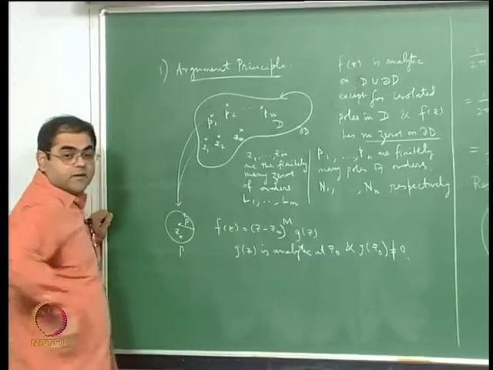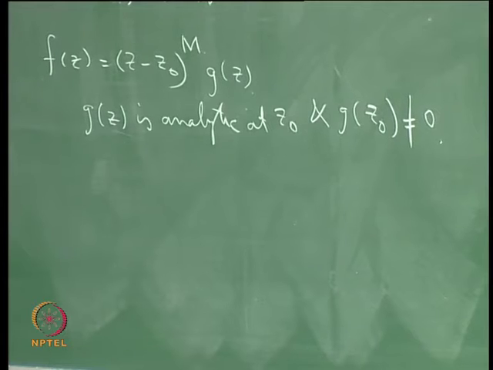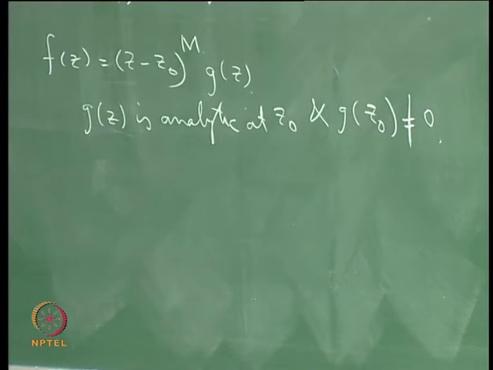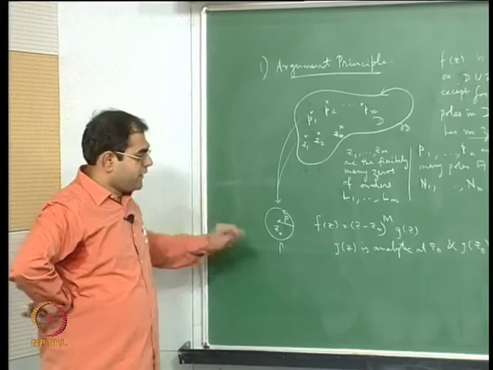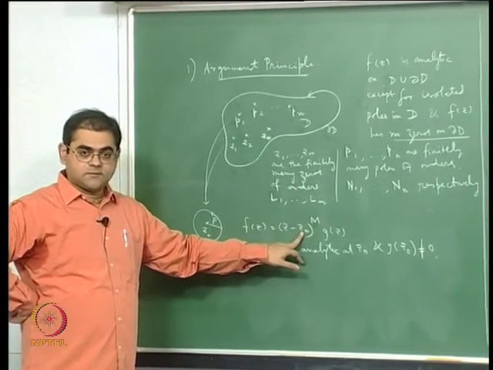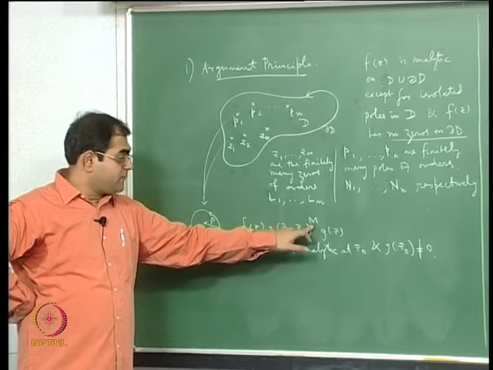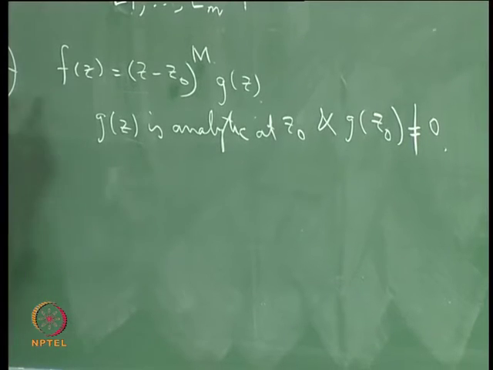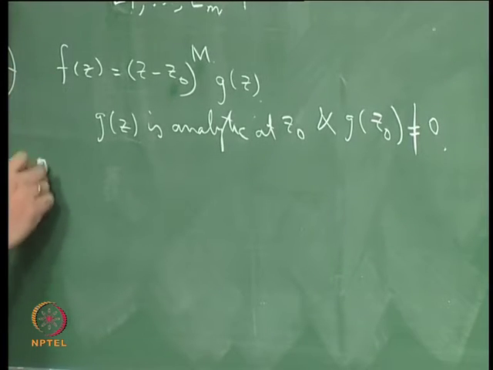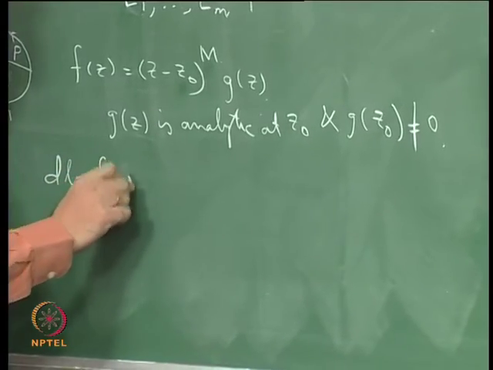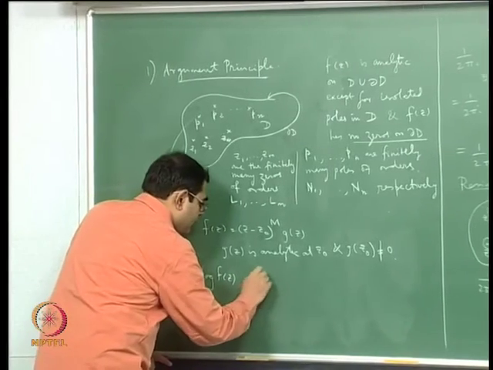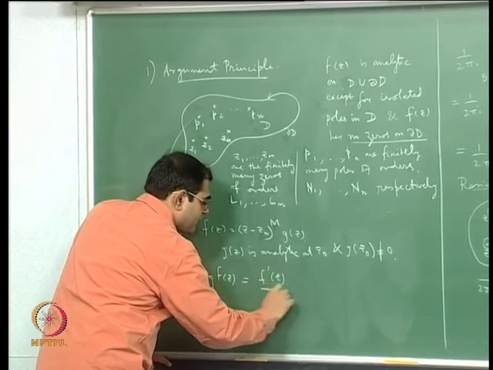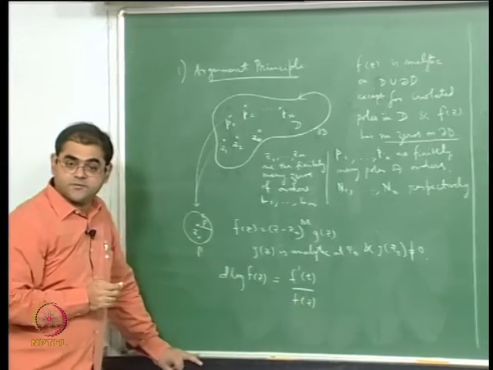Of course, m is either positive or negative. m is positive if z naught is a zero, and m is negative if z naught is a pole. If m is positive, then m is the order of the zero at z naught. If m is negative, then minus m is the order of the pole at z naught. Now if you calculate d log f of z, this is by definition f dash of z by f of z. This is the logarithmic derivative.